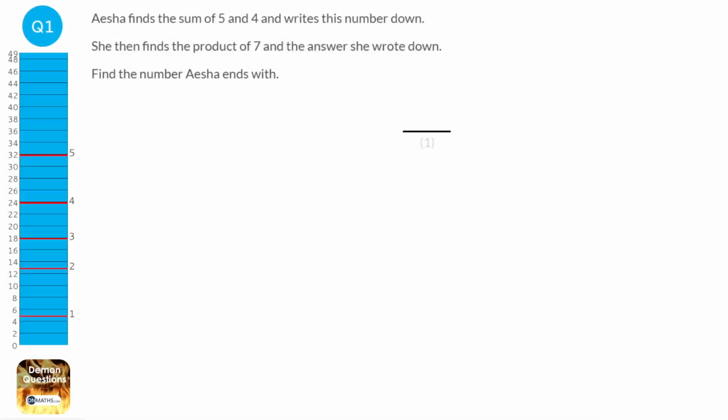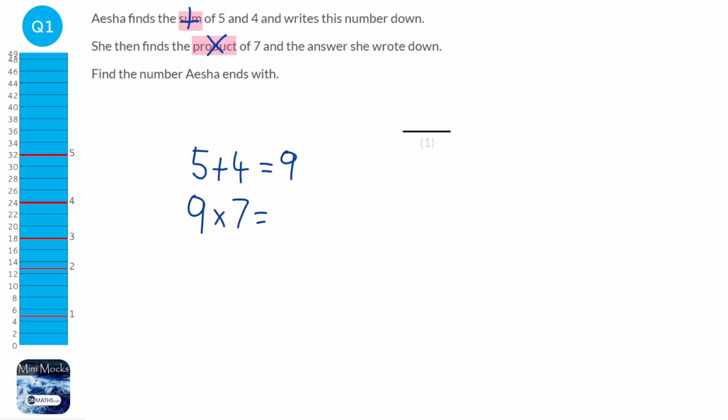For this question, it's really important that we understand what the words sum and product mean. Sum just means add, and product just means times. So we're going to start by adding the 5 and the 4. That will equal 9. And then we're going to find the product of 9 and 7, so we're going to multiply them together. 9 times 7 is 63. So our answer is 63.